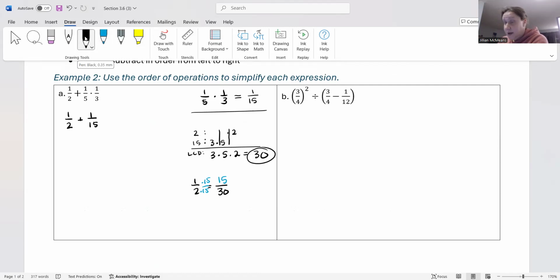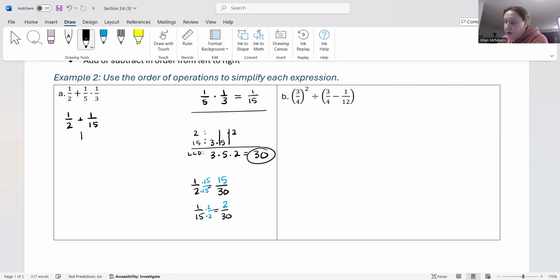We want to do the exact same thing, but for 1/15. So I want to rewrite 1/15 as an equivalent form with 30 as the denominator. So again, what would I multiply 15 by to get the LCD of 30? That would be 2. So I want to multiply top and bottom by 2. So 1 times 2 is 2.